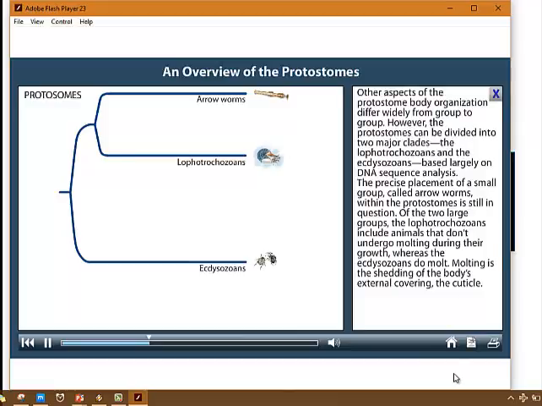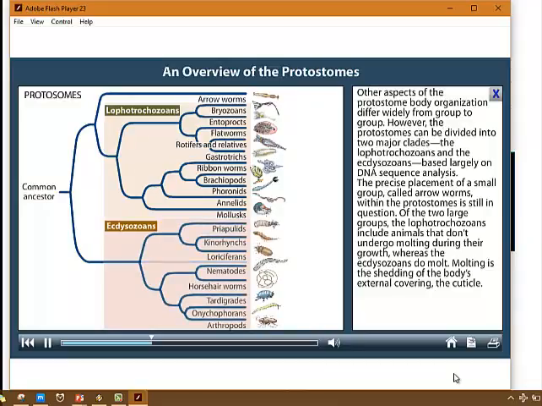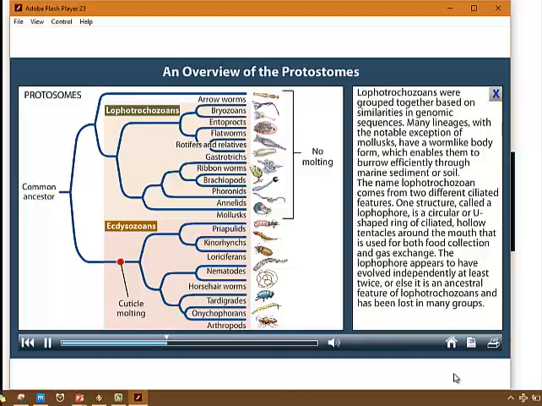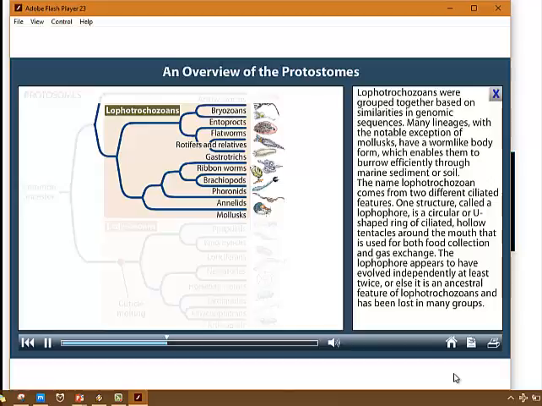However, the protostomes can be divided into 2 major clades, the Lophotrochozoans and the Ecdysozoans, based largely on DNA sequence analysis. The precise placement of a small group, called arrowworms, within the protostomes is still in question. Of the 2 large groups, the Lophotrochozoans include animals that don't undergo molting during their growth, whereas the Ecdysozoans do molt. Molting is the shedding of the body's external covering, the cuticle. Lophotrochozoans were grouped together based on similarities in genomic sequences.